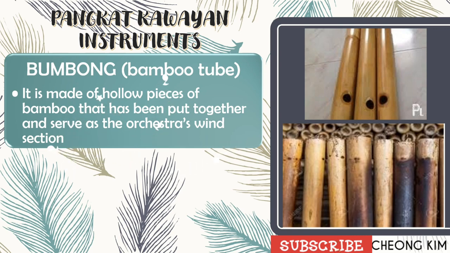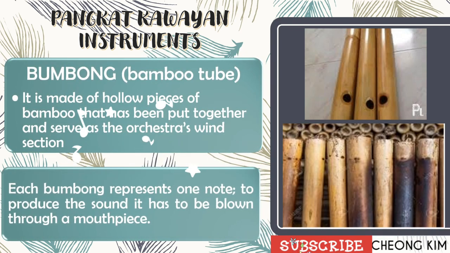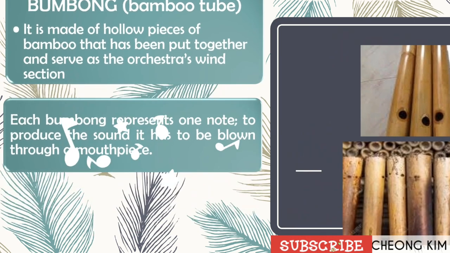Bumbong, or the bamboo tube. It is made of hollow pieces of bamboo that have been put together and serve as the orchestra's wind section. Each bumbong represents one note. To produce the sound, it has to be blown through a mouthpiece.